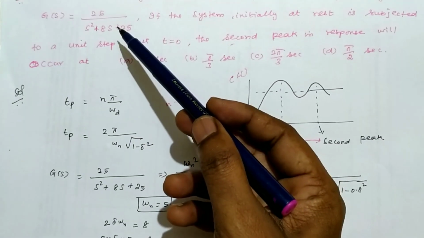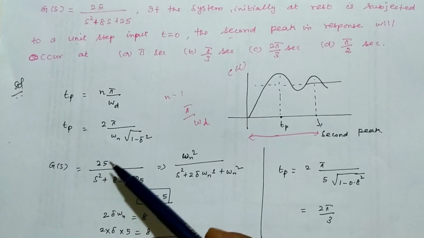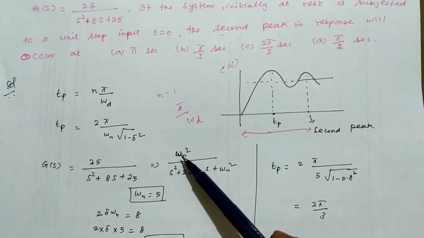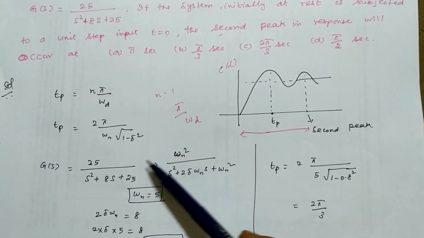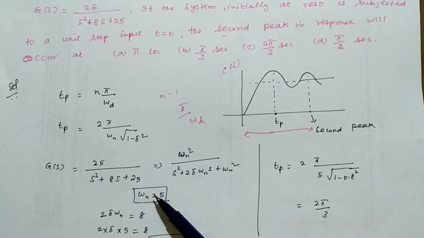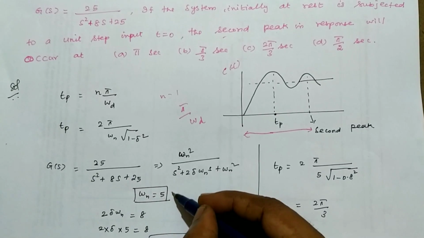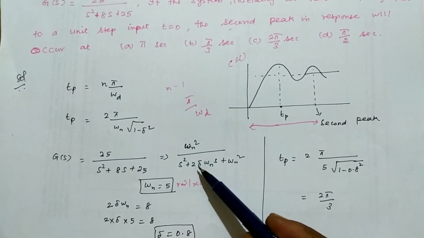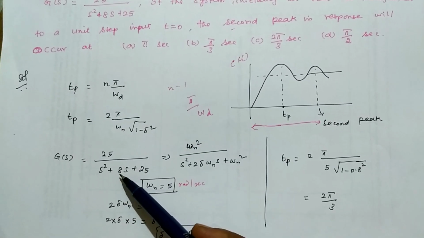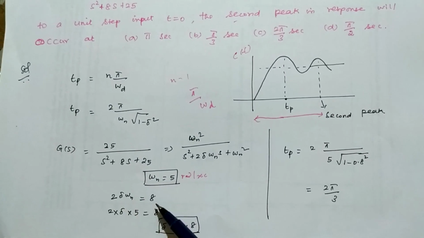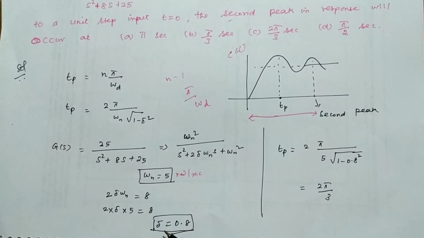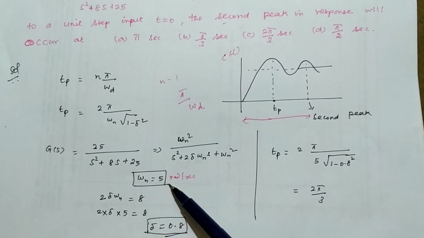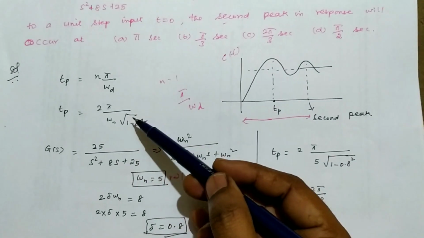Now again coming to the problem, the given g of s, we compare with the standard equation. When we compare, the numerator is omega n square equal to 25, therefore omega n is equal to 5 radian per second. Now compare the s coefficient: 2 delta omega n is equal to 8. From that we calculate the damping ratio as 0.8. Substitute this omega n and damping ratio value here.